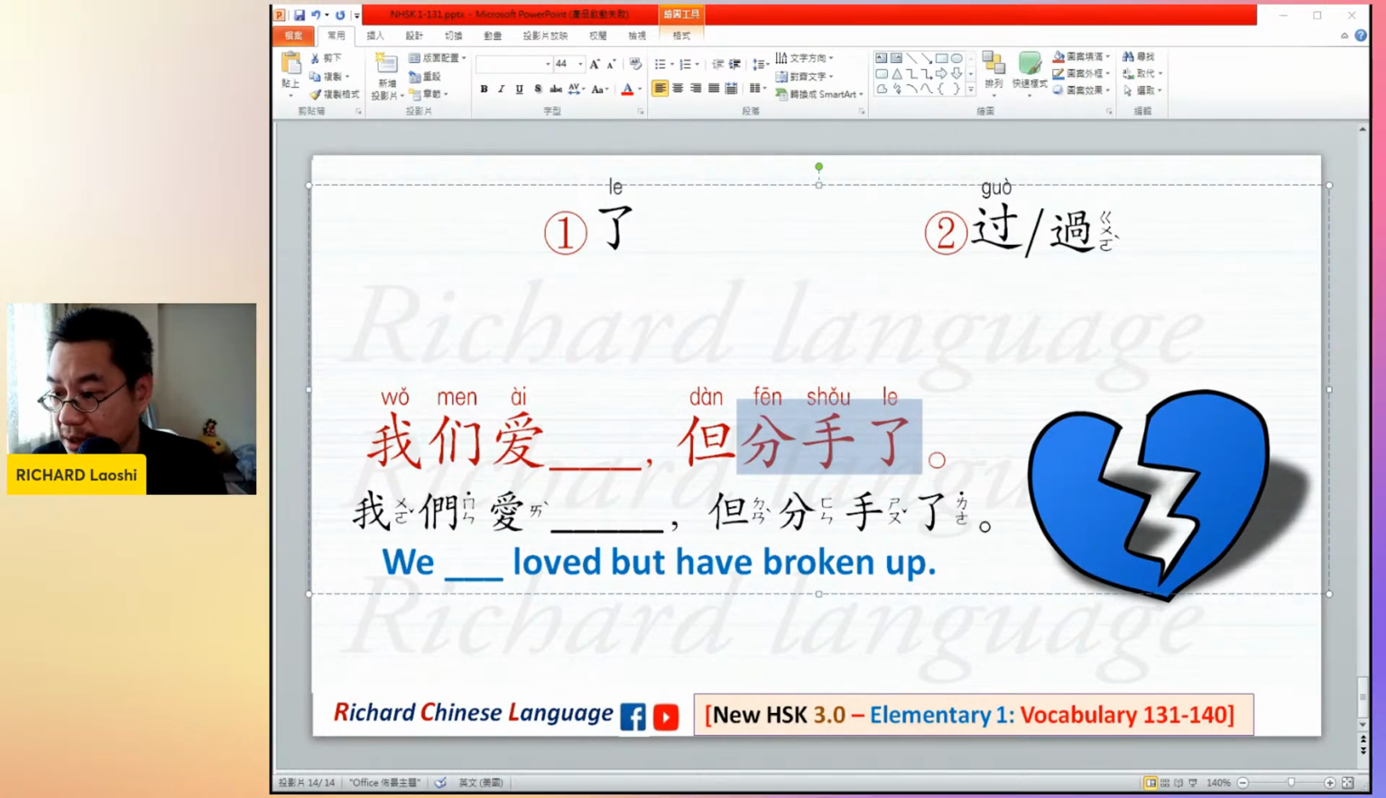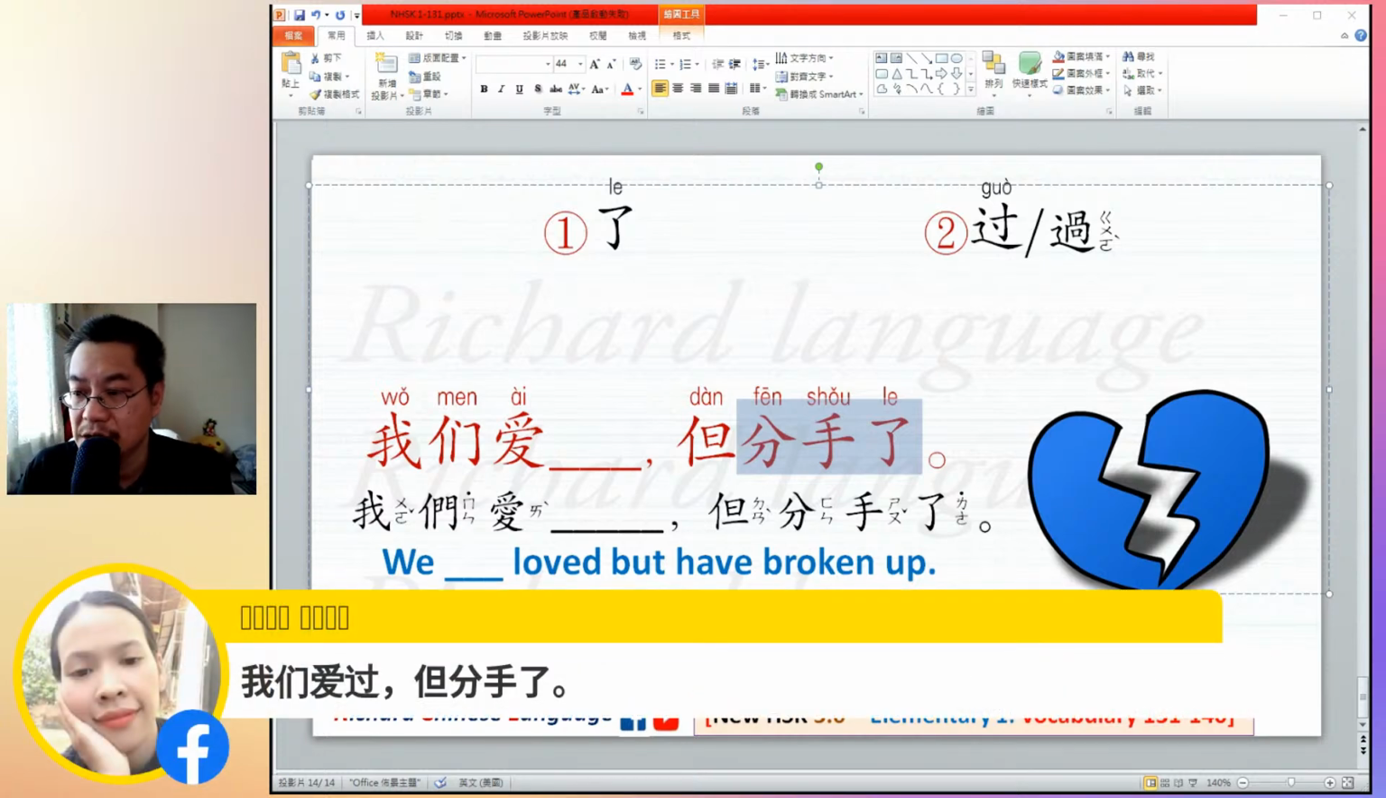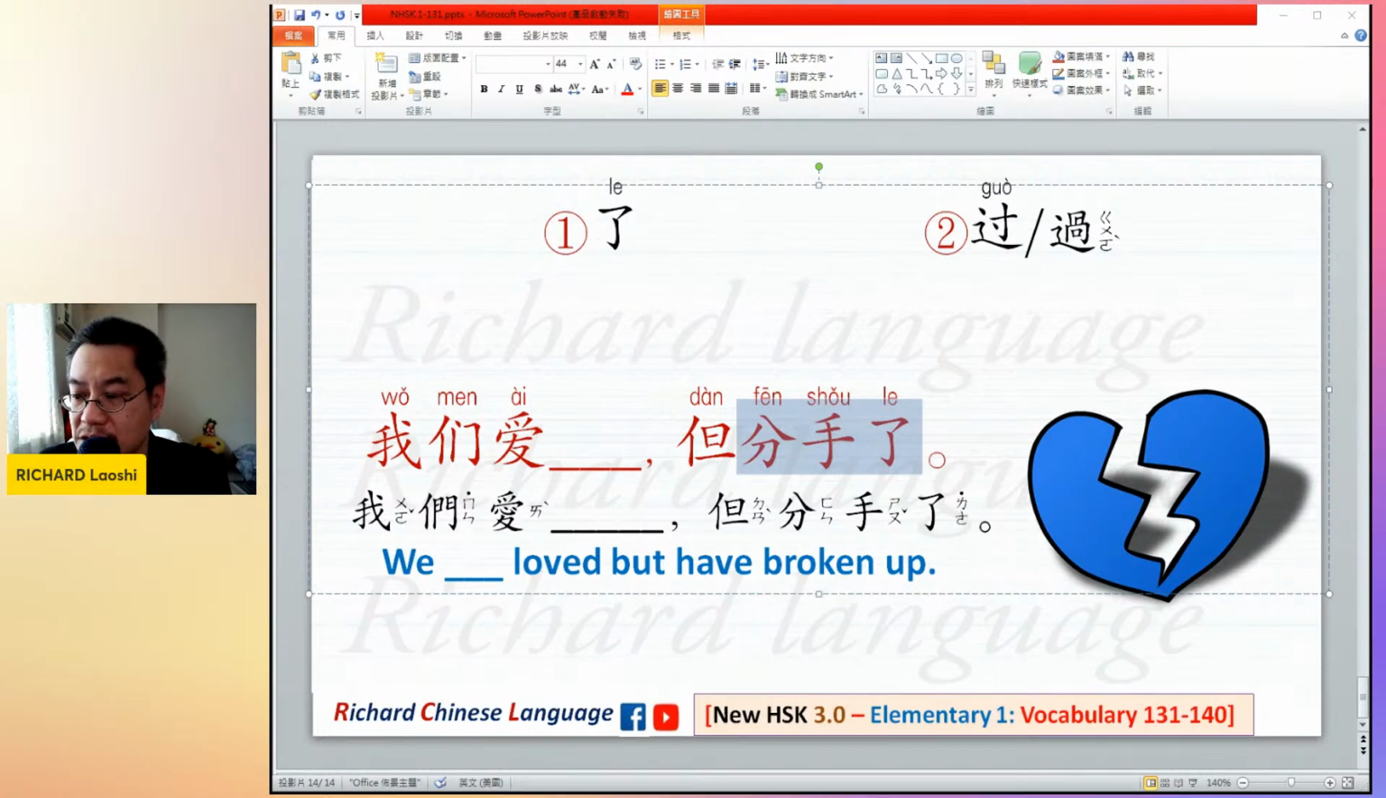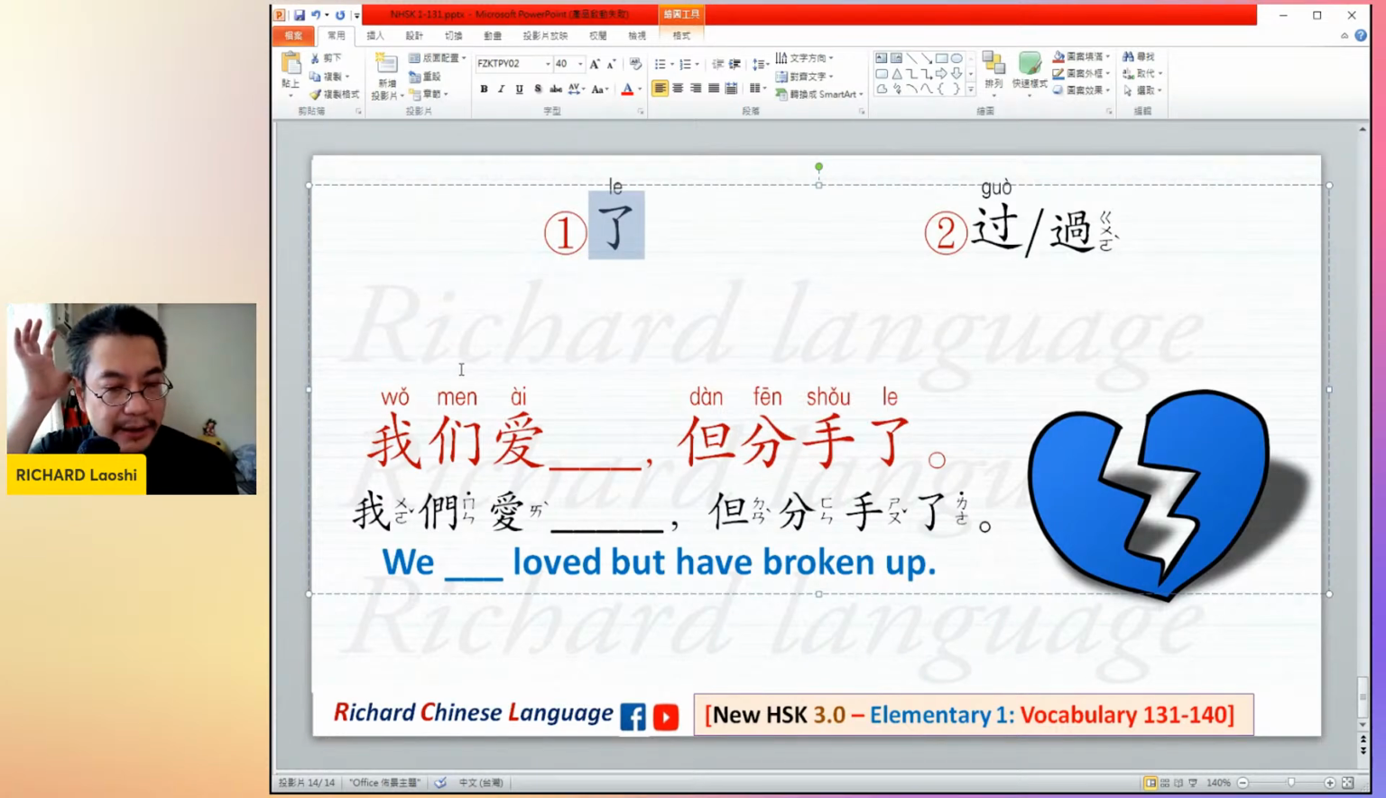我们分手了。我们爱过，但分手了。But if you use 了，我们爱了, that means you started the love and the love remains to date. You started this love, and the status remains to the present time. So you're still loving each other now. So that's the difference.